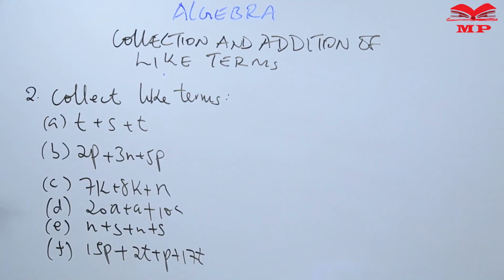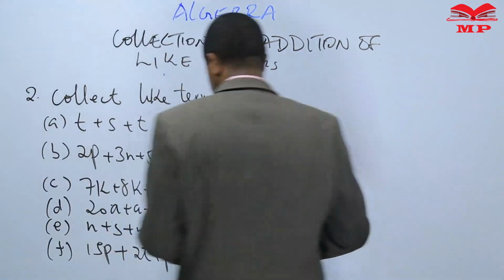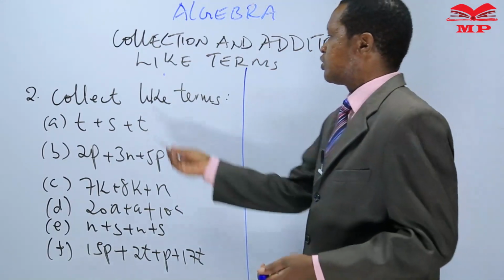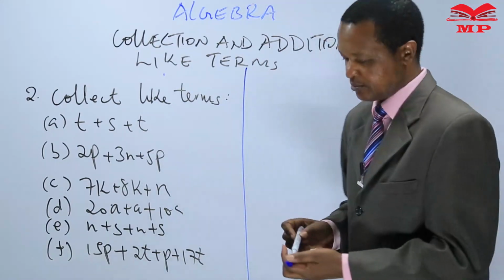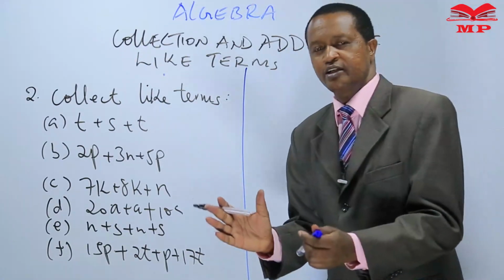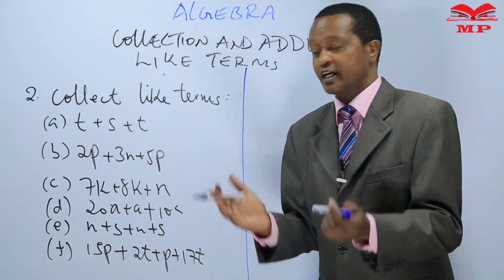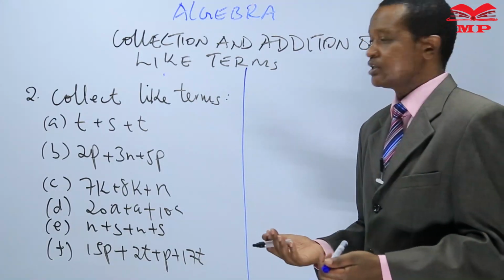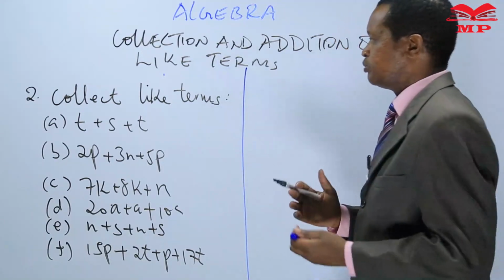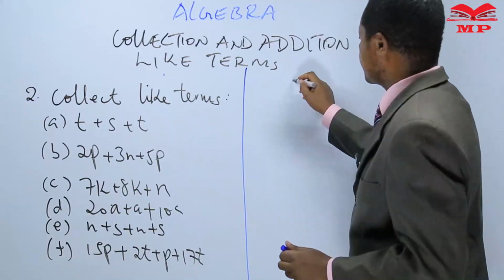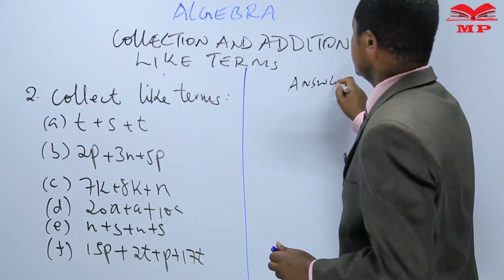We are supposed to collect like terms. What is the meaning of collect like terms? Collect like terms means you put together the terms that are like, the terms that are similar. You gather the terms. So let us answer these questions.